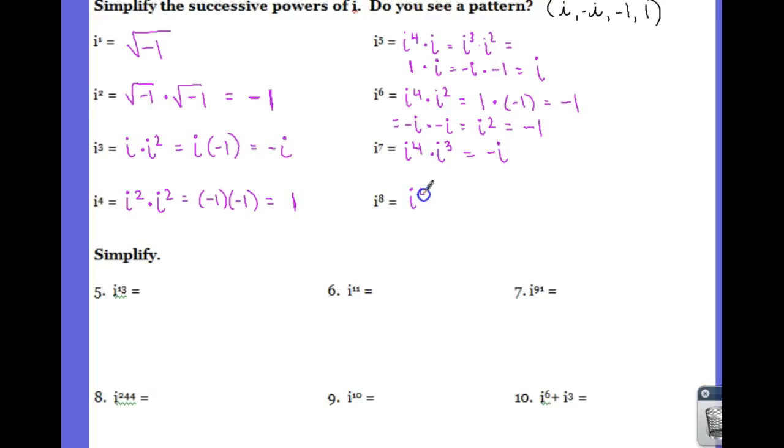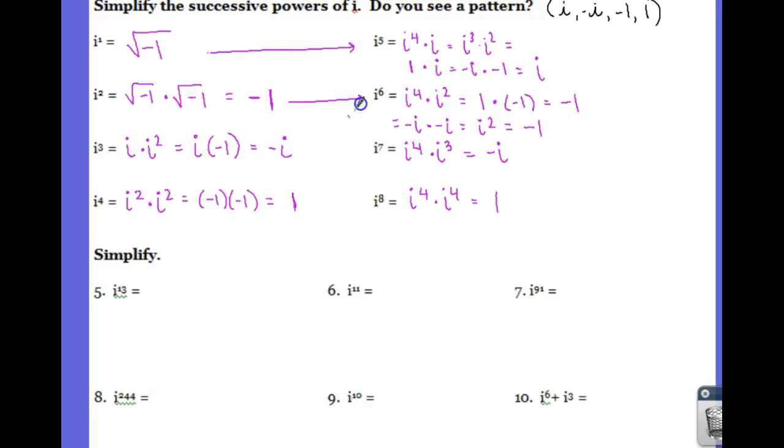I would make it i^4, because that's 1 times 1, which is 1. You notice about these four and these four, they just repeated. So i to the 1 is the same as i to the 5th.